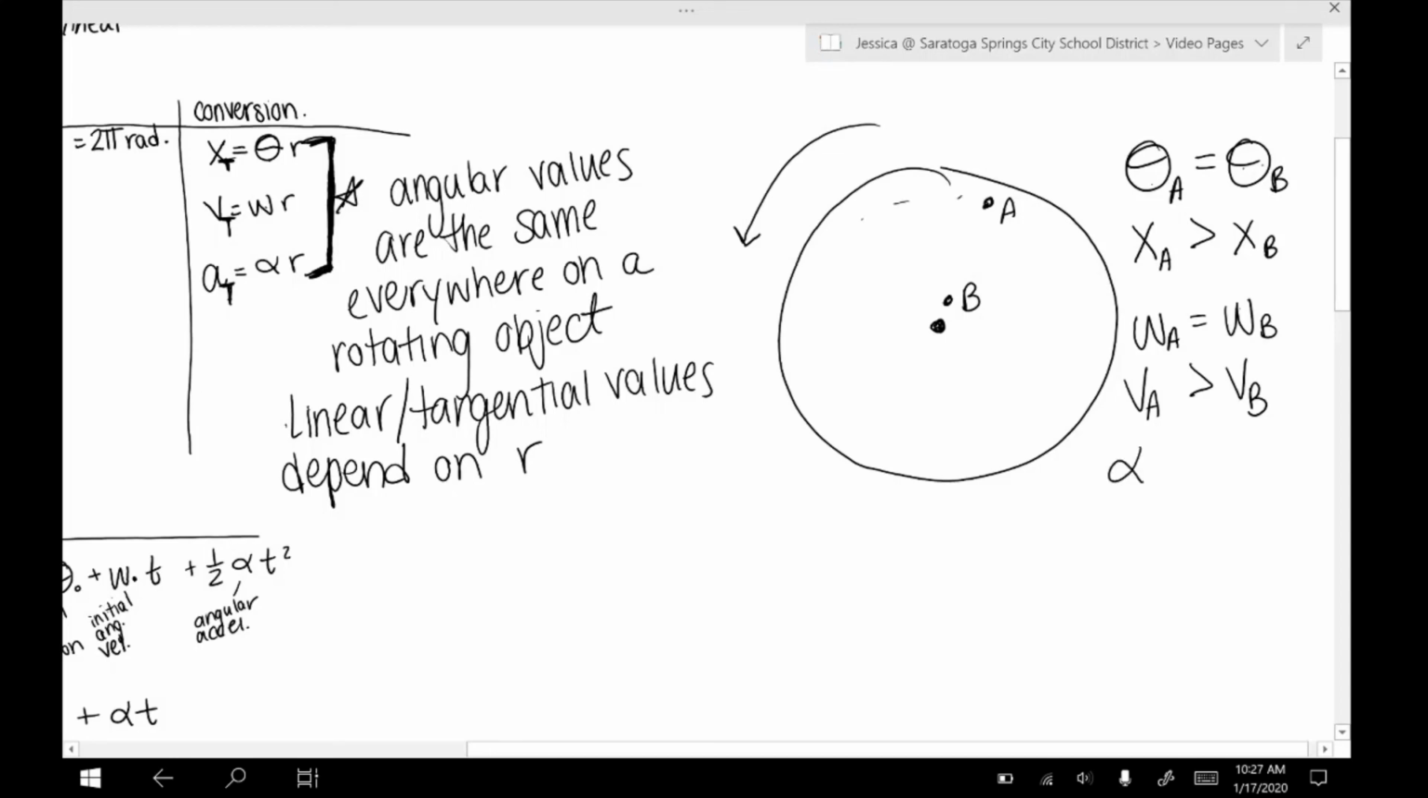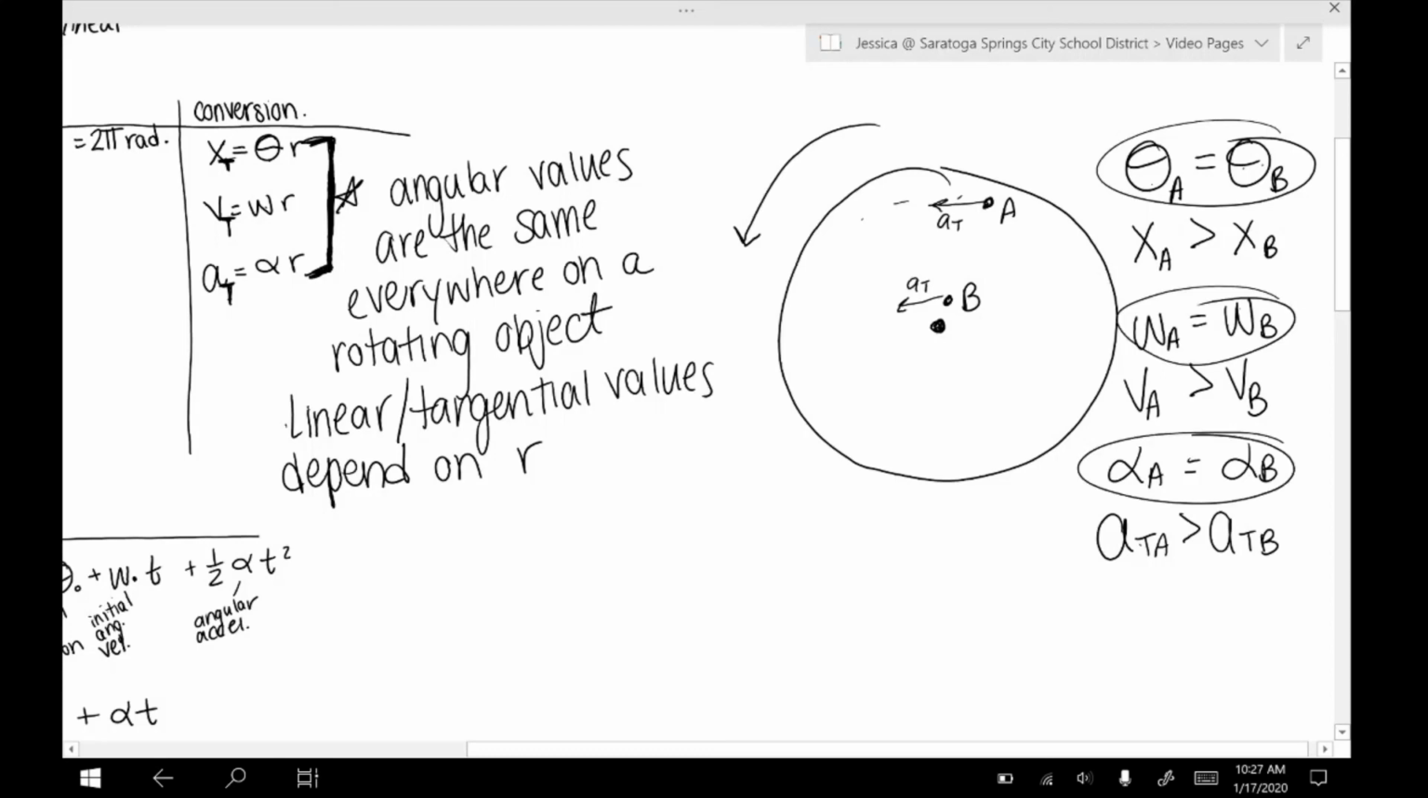Okay? Angular acceleration of A is always going to be equal to the angular acceleration of B, but the tangential acceleration, so the acceleration tangent to point A or tangent to point B, is going to be larger than the tangential acceleration at B. So again, all of the angular values are always the same. Linear values depend on the radius.